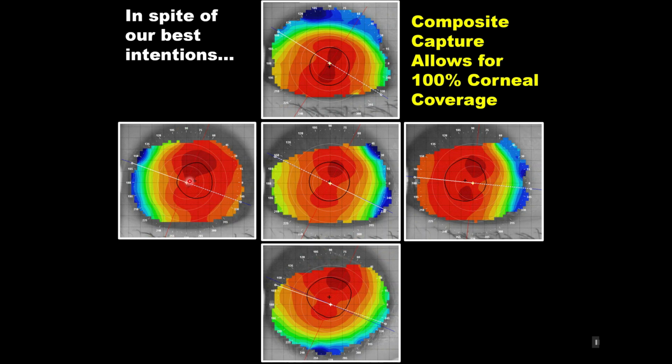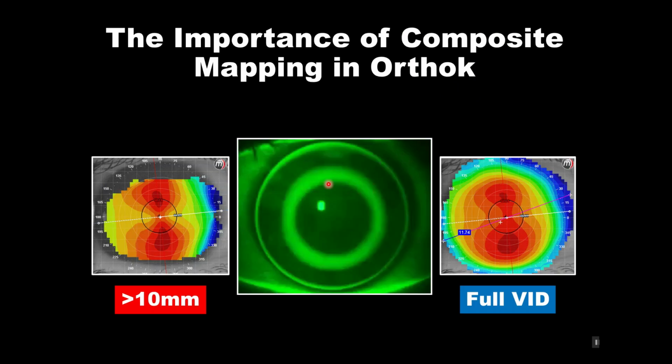In this case, fixating 4 rings to the nasal side, pushing the Placido to the temporal. Having the patient look 4 rings to the temporal side, pushing the rings to the nasal side. Then having the patient look down, pushing the rings to the superior cornea. Having the patient look up and pushing the rings to the inferior cornea. So all of these images can be merged together to create a larger view of the eye.